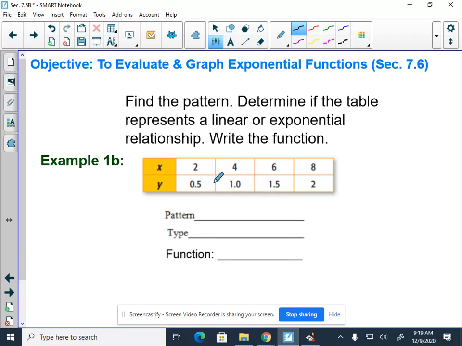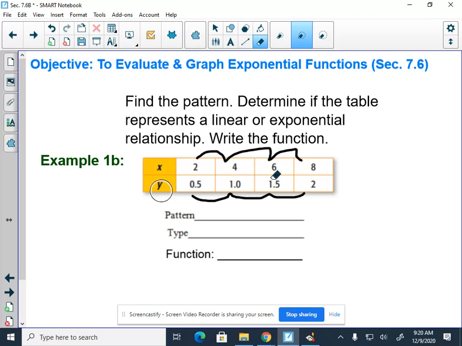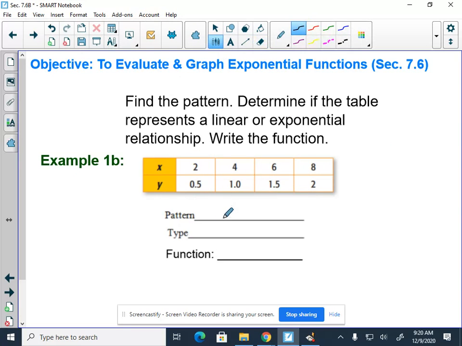All right, this next one. Now, first of all, let's notice the x's are going up by how much? Plus 2. The y's are going up by 0.5, 0.5, 0.5. Okay, so this one's going to be a little bit tricky, but since the y values are going up and they're adding, the pattern isn't plus 0.5. The pattern is plus 0.25.